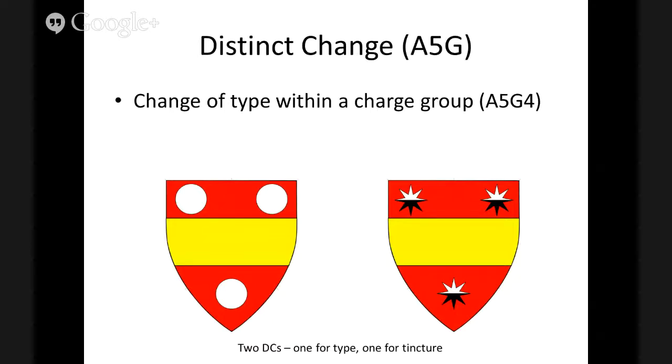How many DCs do we have here? Two. What's the type DC? What have we done to the type? We've changed from a roundel to a mullet. And we changed the tincture, right? But wait, there's white still. Is that okay? But it's a change to 50% of the 50%. Exactly right. Now, why isn't this a substantial change? Mullets and roundels are as different as you can get. Because they're not the primary charge. Absolutely right.